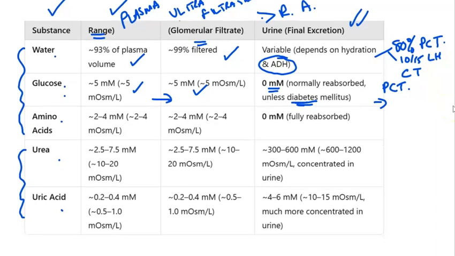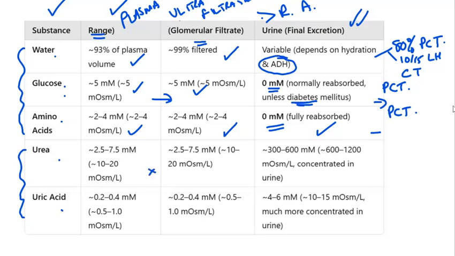Amino acids, again, follow a similar pattern to glucose, where we generally find that there are no amino acids in our urine, again, fully reabsorbed in the proximal convoluted tubule, and then used in the synthesis of proteins.